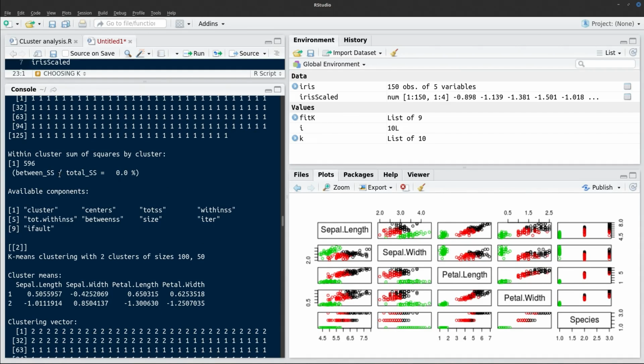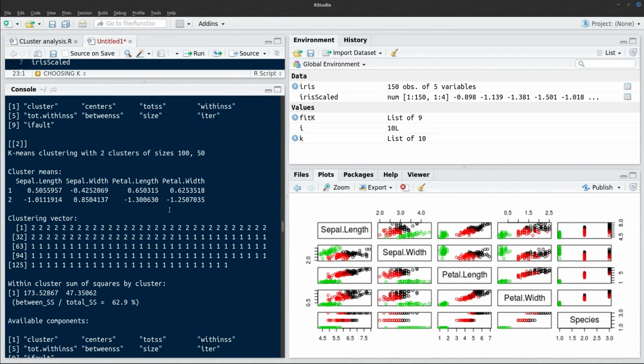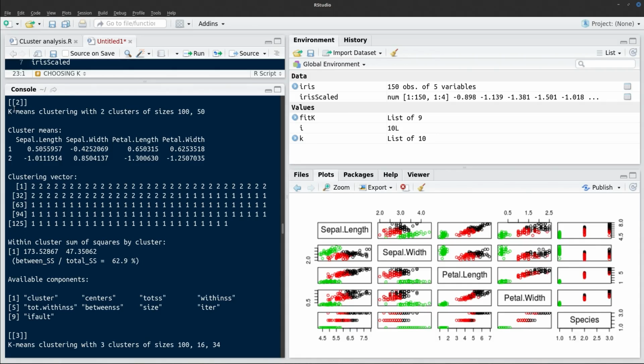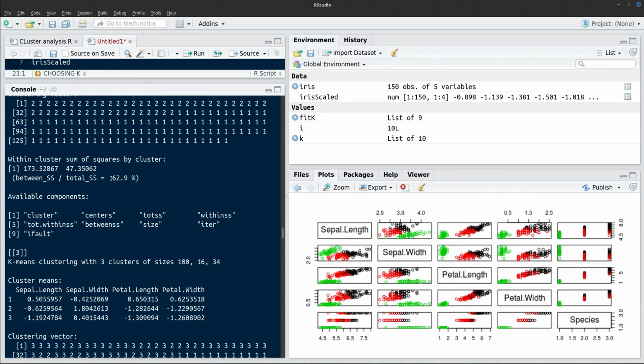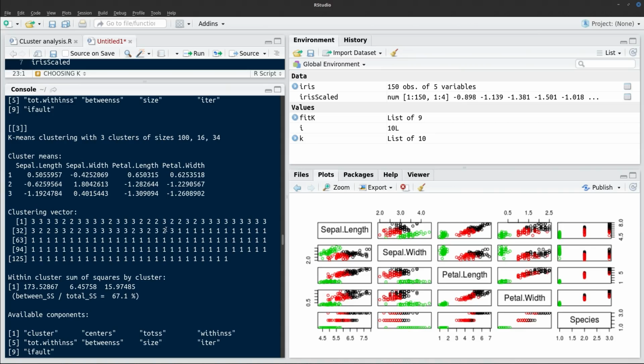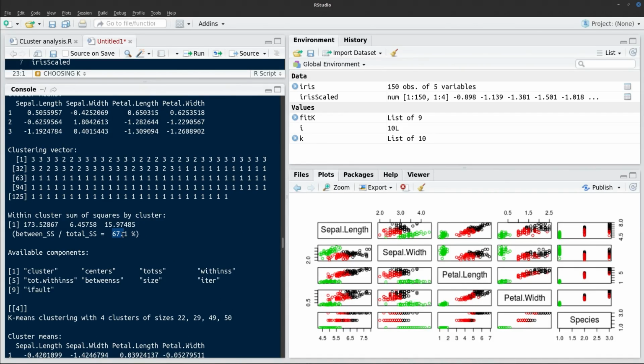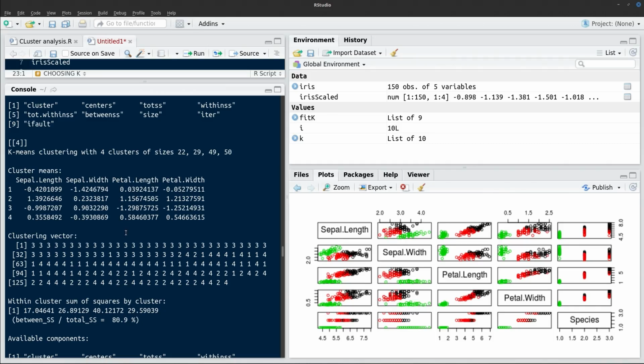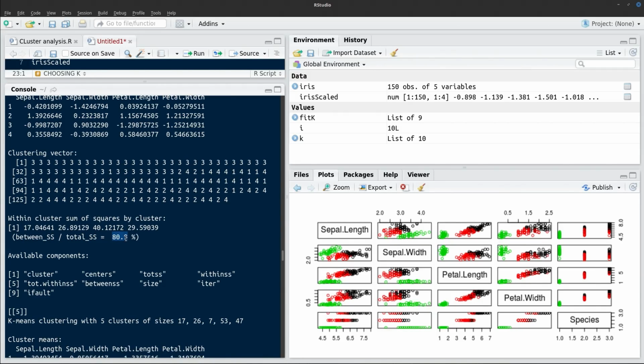But what is useful is looking at this ratio between the between sum of squares and the total sum of squares. So when there's only 1 cluster, this is equal to 0, which isn't very good. If we now perform clustering with 2 different clusters, we can see that this shoots up to 63%. So now a lot of the variation in the data is being attributed or taken up by the data being in a cluster membership. When we assign 3 clusters, this increases even further to 67%, and when we assign 4 clusters, it goes to 81%.